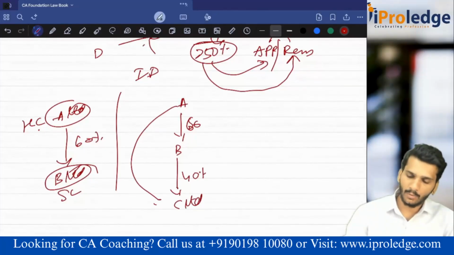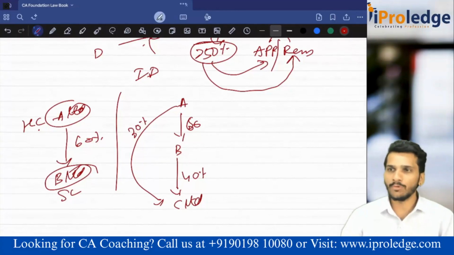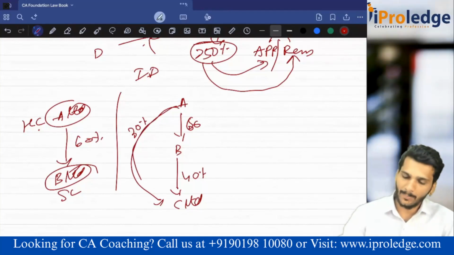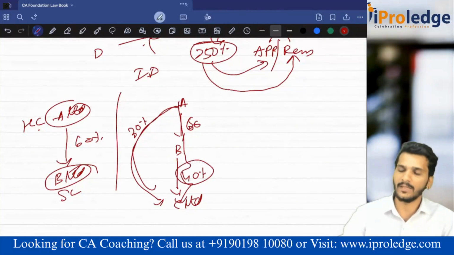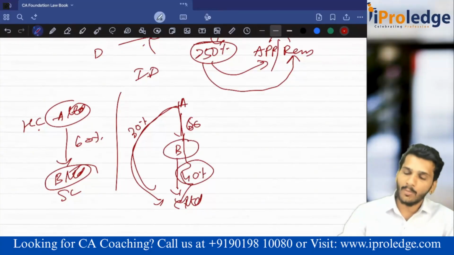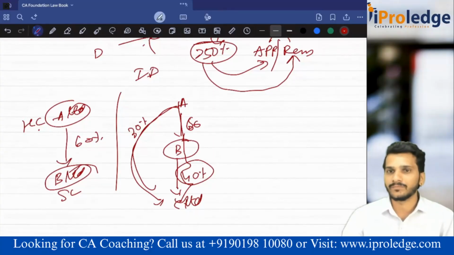Now A Limited is holding 30% in C Limited. Now A and B are holding and subsidiary, there is no doubt about it. But what about B and C? No, because only 40%, which is less than 50%, it is not a holding and subsidiary company. But A and C? Yes, because directly it is holding 30% and indirectly it is holding 40%. Total 70% it is holding. So directly or indirectly, through one or more subsidiaries, is the point here.